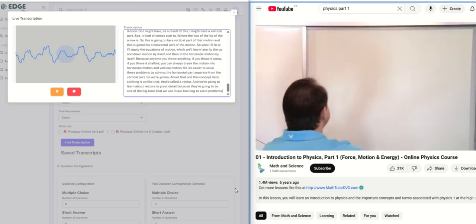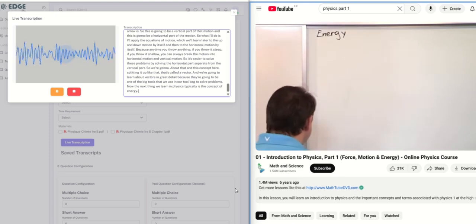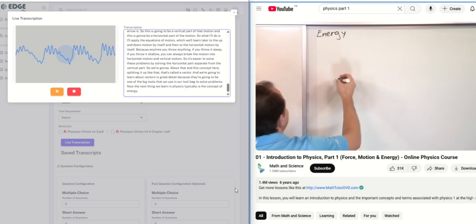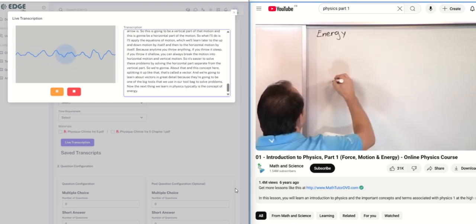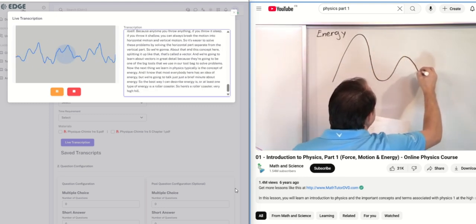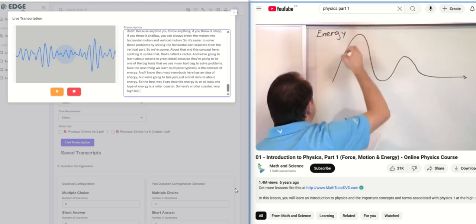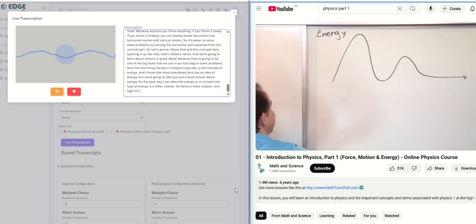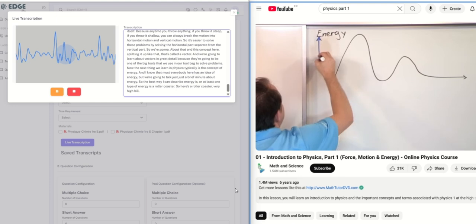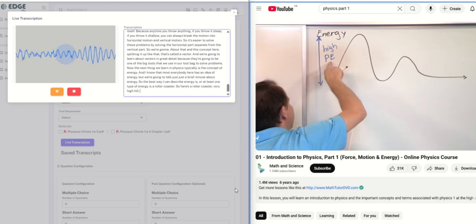Now, the next thing we learn in physics typically is the concept of energy. And I know that most everybody here has an idea of energy, but we're going to talk just a brief minute about energy. The best way I can describe at least one type of energy is a roller coaster. So here's a roller coaster, a very high hill, and then it comes down to the bottom, a little bit like this, and then maybe it does something like this. So there's a car, it clinks its way to the top, very, very high, right? At the very top of this very high mountain, we say that it has a high potential energy. High potential energy. I don't have room to write out potential energy.